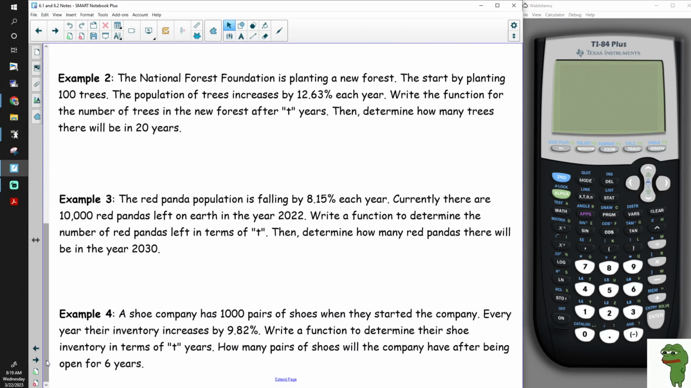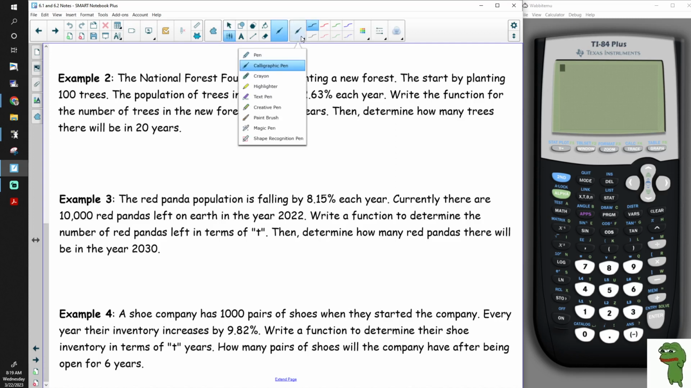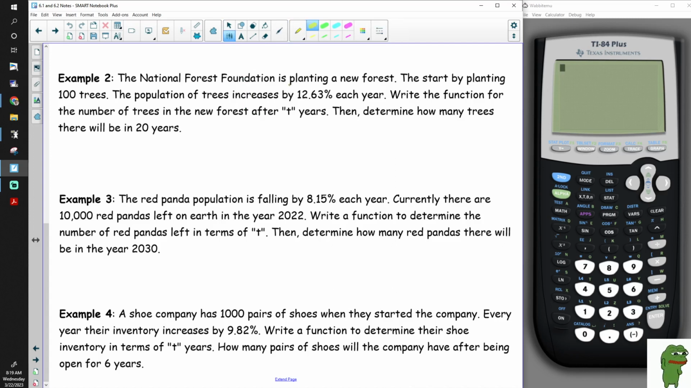Okay. The National Forest Foundation is planting a new forest. They start by planting 100 trees. The population of trees increases by 12.63% each year. Write the function for the number of trees in the new forest, then determine how many trees there will be in 20 years. Okay, so first things first, we are trying to figure out, are we using growth or are we using decay? Growth. That planting is kind of our key word, because if we are planting trees, then the number of trees is going up. So we're going to use the A times 1 plus R.